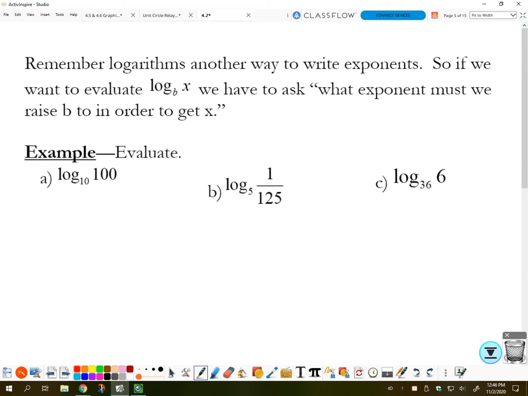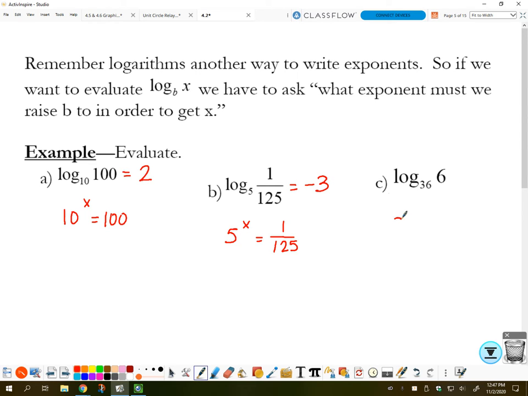What we're going to do on this page is if you take the log and you write it in exponential form, you should be able to evaluate what it's saying. So if I write this as 10 to what power is 100, then I figure out that the answer is 2. 10 squared is 100. If I write this as 5 to what power is 1 over 125. Well, you know it has to be negative because that's how you make a whole number become a fraction, as a negative exponent. And then you also can figure out that it's got to be a 3 because 5 to the third is 125. So it would be negative 3 is the answer.